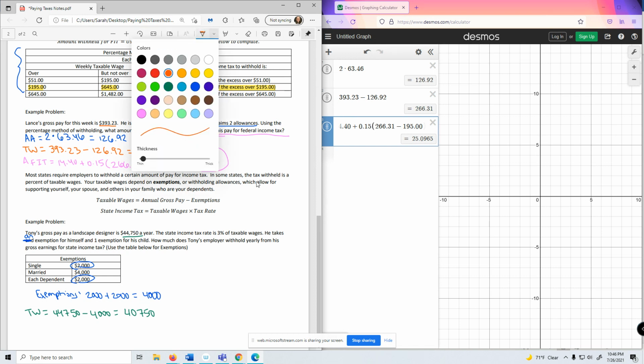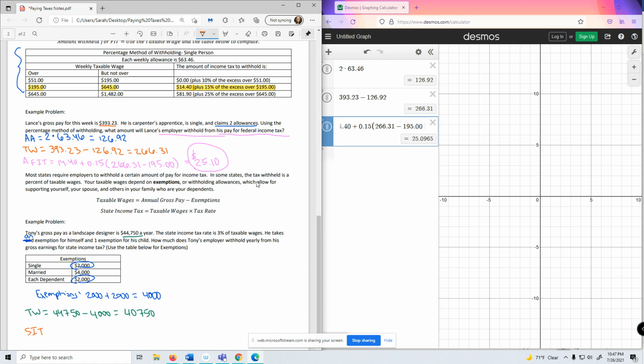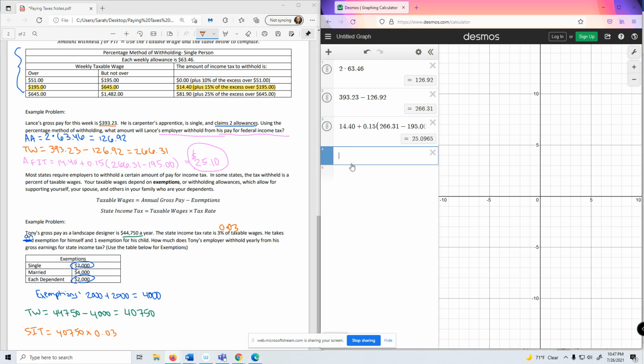What we want to know at the end of the day is how much does his employer withhold yearly for state income tax. So his state income tax is going to be his taxable wages, which we just found, $40,750, times the tax rate. Back here, tax rate is 3%, which is the same as 0.03. And we can do that in Desmos. 40,750 times 0.03 gives us $1,222.50, which is the same as 50 cents.